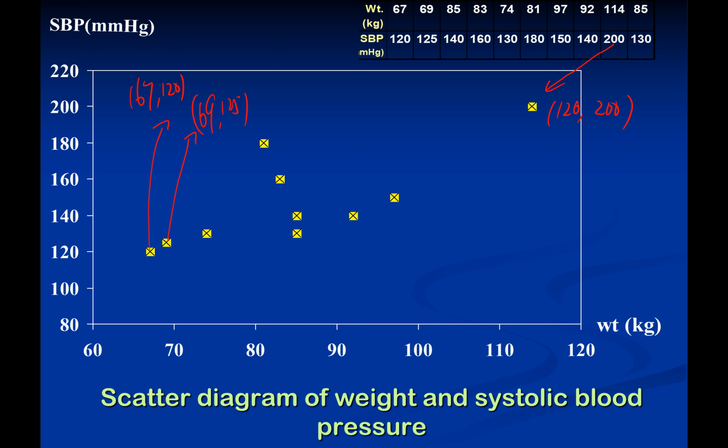So in this scatter plot, as you can see, as the weight increases, systolic blood pressure tends to increase. This is what we call a positive or direct relationship between those two variables. And if we're going to model this, we can use a linear equation to model this.